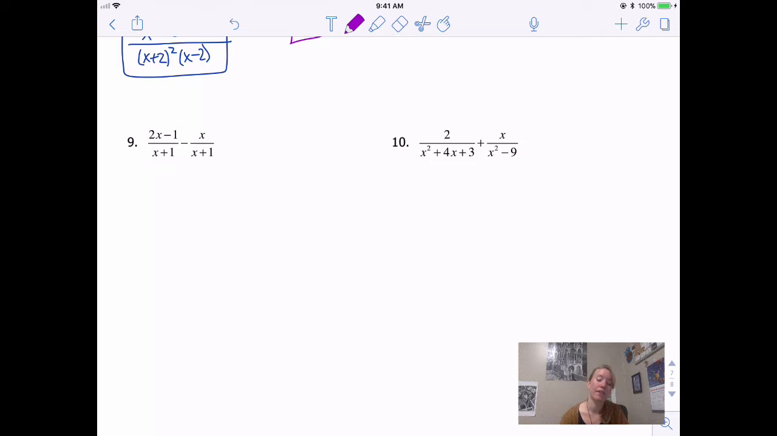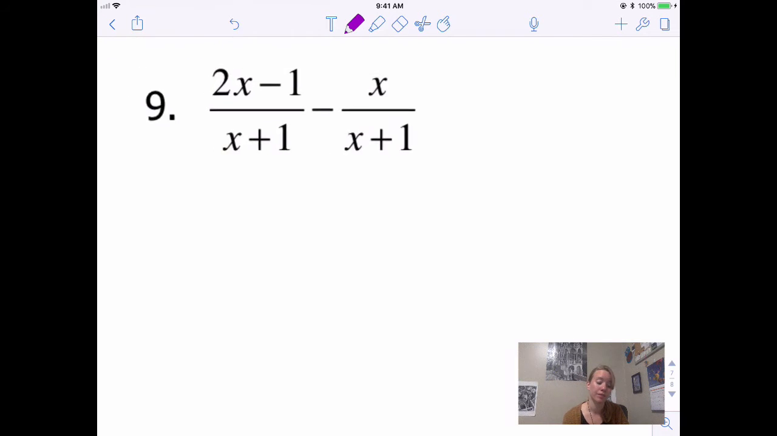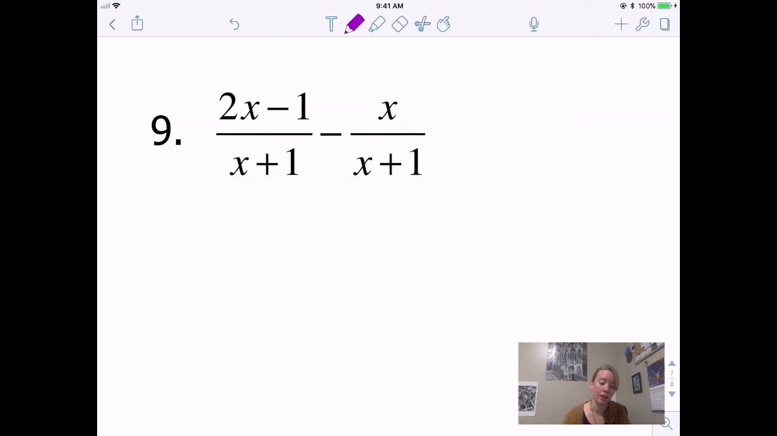Number 9, the last two, I think you guys should try these two on your own. The first one you'll notice already has an LCD. The number 10, you have to work on a little bit more. But you can pause the video. Otherwise, I'll start them right now. Number 9, again, we've got our LCD already, it is x plus 1, so I don't really have to do much work for step 1.